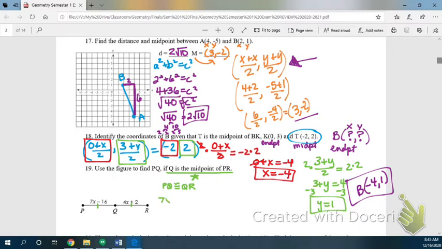When I set those equal to each other, 7x minus 16 equals 4x plus 2, and solve. I get 3x equals 18. Keep solving. X equals 6.